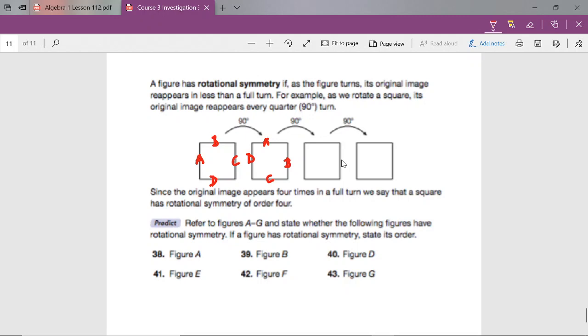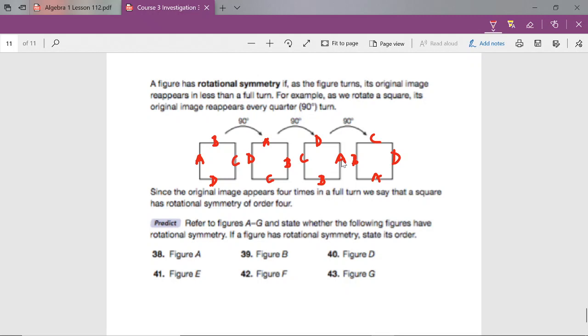If I were to rotate it again, have A, B, C, and D, we once again have another image of it. And I could rotate it one more time, A, B, C, and D, in order to see that, yes, this definitely has a lot of rotational symmetry. And we say, since the original image appears 4 times in a full turn, that a square has rotational symmetry of order 4.